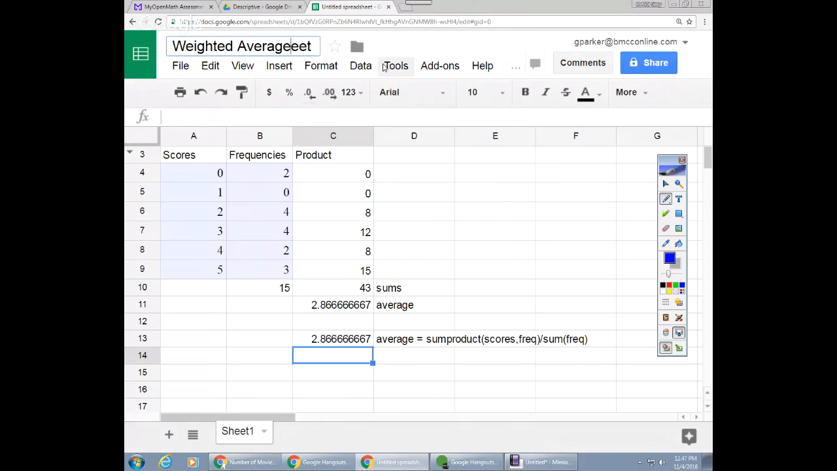All right, so I'll share. Ooh, that's weird. I don't know. I'll share this weighted average sheet with y'all in a little bit.